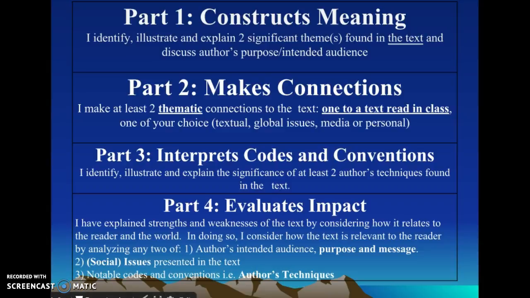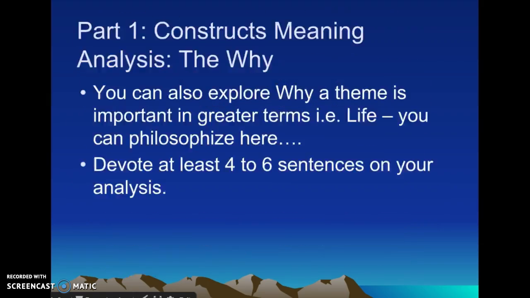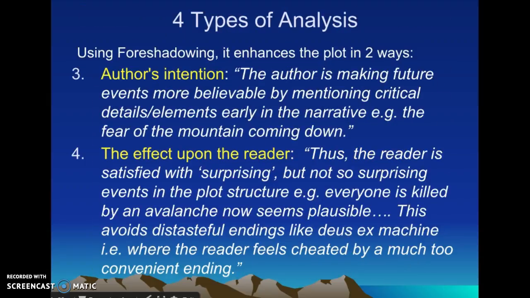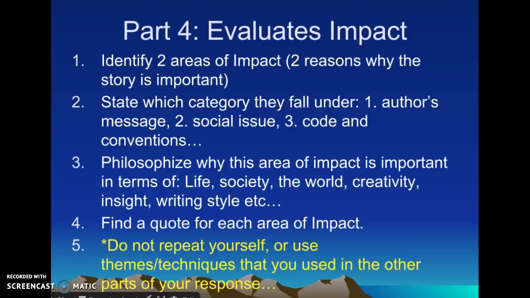Okay? So we're going to move along, zip along to tips for part 4. Okay. So step 1, identify 2 areas of impact, 2 reasons why this story is important, simply put. Then you're going to state which category they fall under. One of the 3, author's message, meaning, intention, social issues, or codes and conventions. Then you're going to talk about why this area of impact is important in terms of life, society, the world, creative insight, writing style, etc.